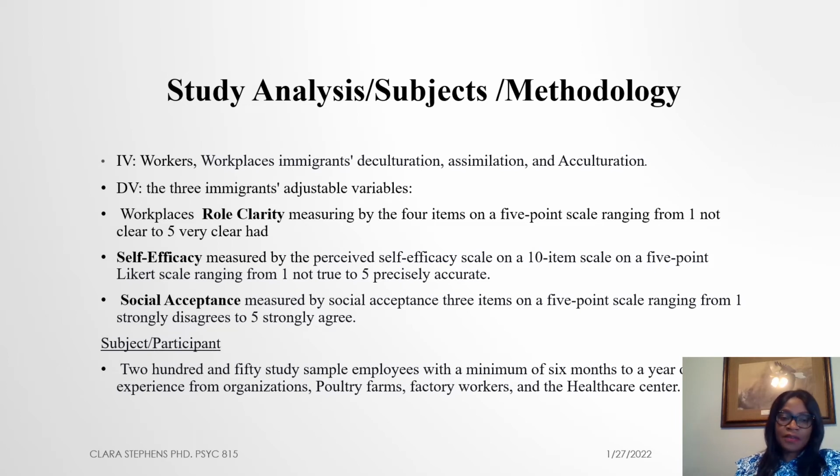And then the second one will be self-efficacy. We'll be measuring that with a scale of 10 items on a 5-point Likert scale, ranging from 1, not true, to 5, precisely accurate. Social acceptance will be measured by 3 items on a 5-point scale, ranging from 1, strongly disagree, to 5, strongly agree. So, the subject participants: we plan on getting 250 employees from organizations that have predominantly immigrant employees, like poultry farms, factory workers, and healthcare and hospital places.